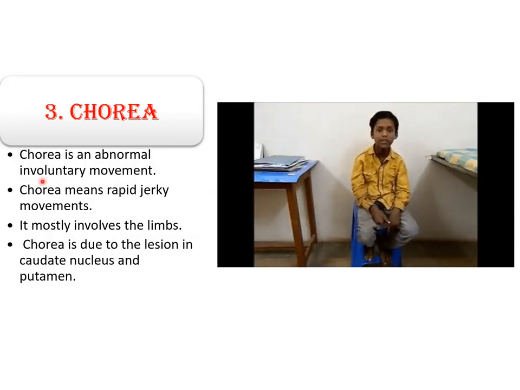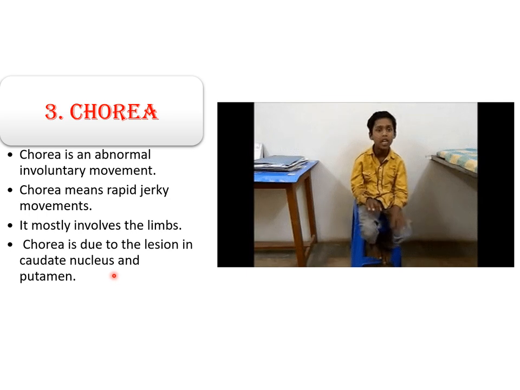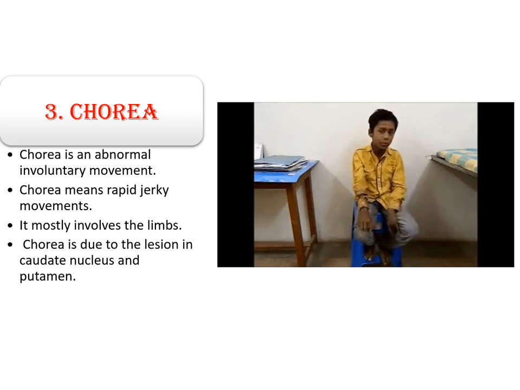Then chorea. Chorea is an abnormal involuntary movement. Chorea means rapid jerky movements. It mostly involves the limbs. And chorea is due to a lesion in the caudate nucleus and putamen. So in this animation, you can see rapid jerky movements involving the limbs, due to a lesion in the caudate nucleus and putamen, and that is an abnormal involuntary movement.